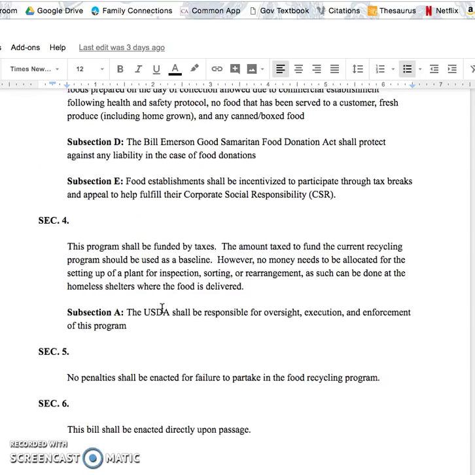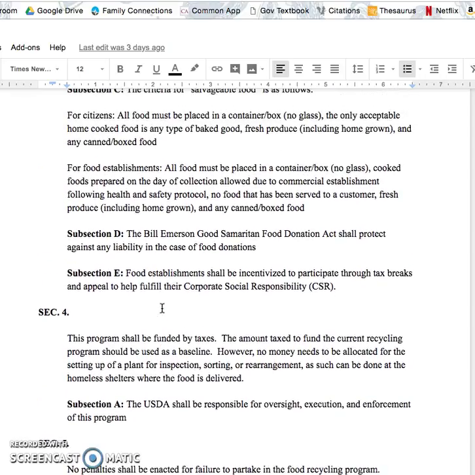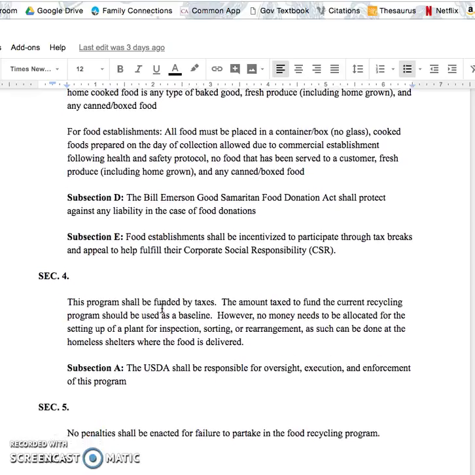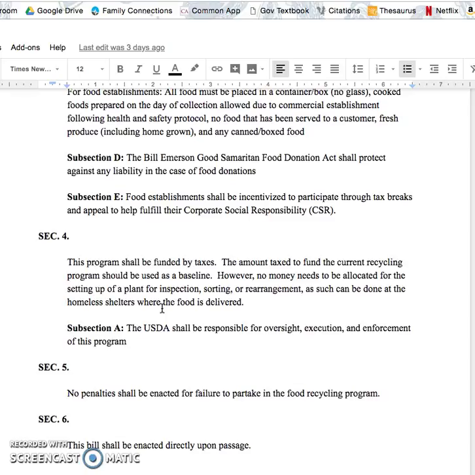That was my entire bill. I then sent this to Barbara Comstock and explained it a little bit more in detail in my email because bills are supposed to be extremely concise. And yeah, that is it.